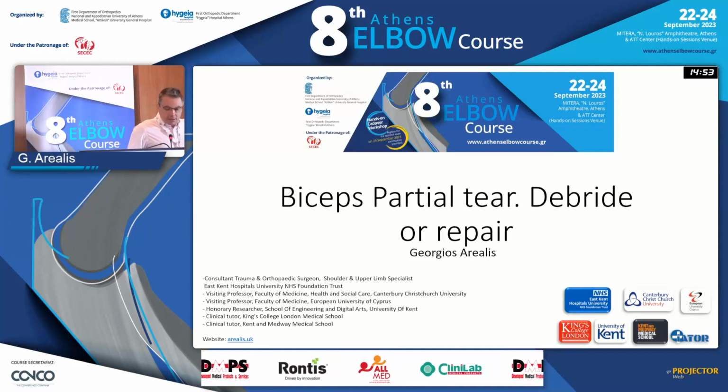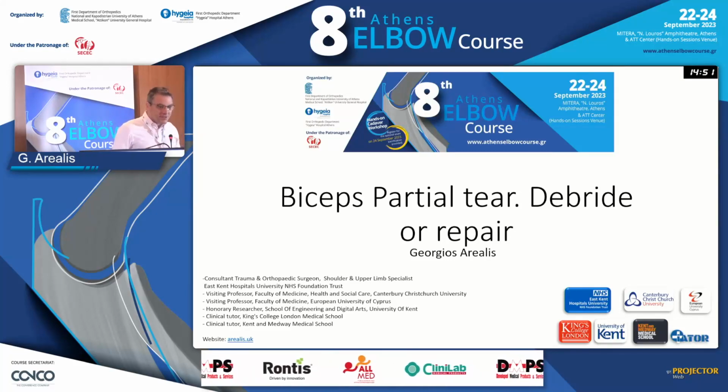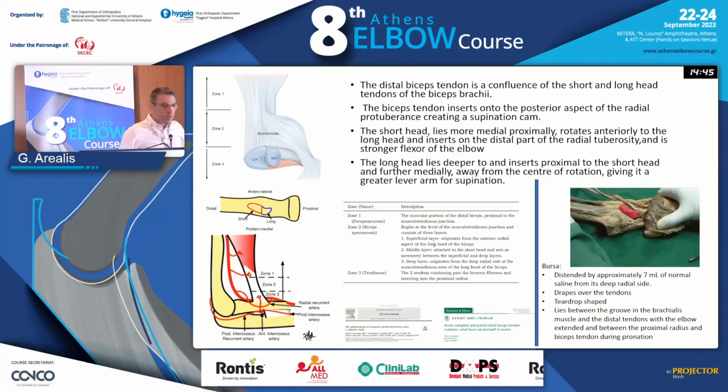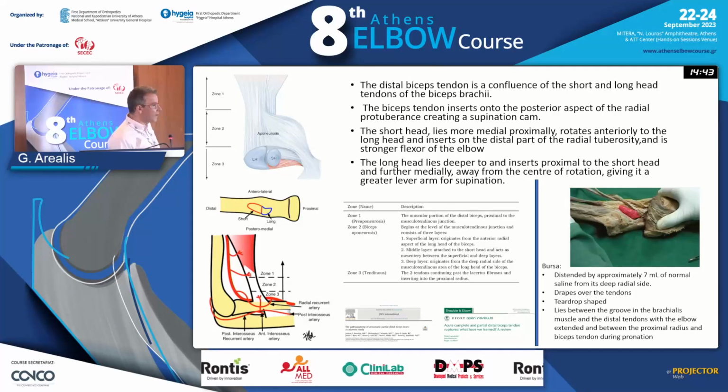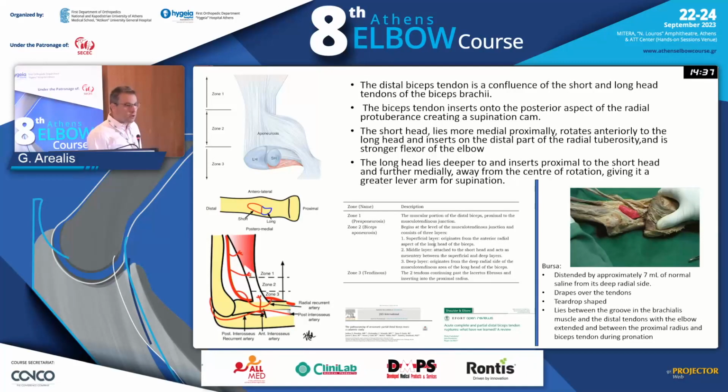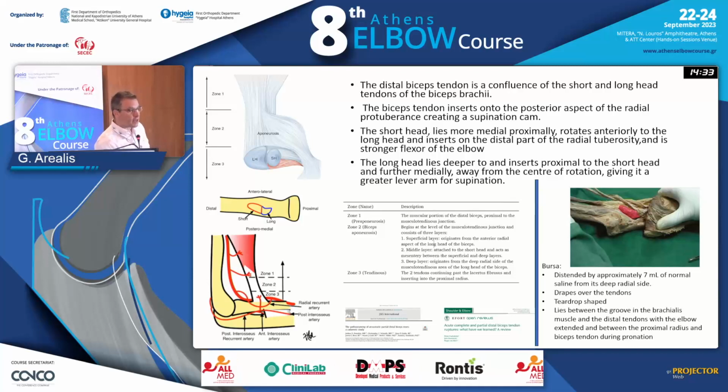So I'll share a little bit of what the literature says and what my experience is from injuries like this. We need to be aware of the anatomy of the biceps tendon. It's not a tendon, it's a combination of two tendons, one short and one long from the two heads, and they attach to different places. That's why you have partial tears.